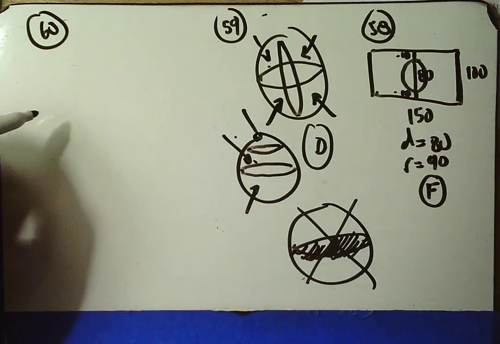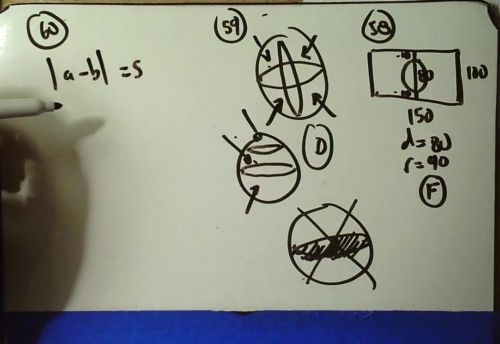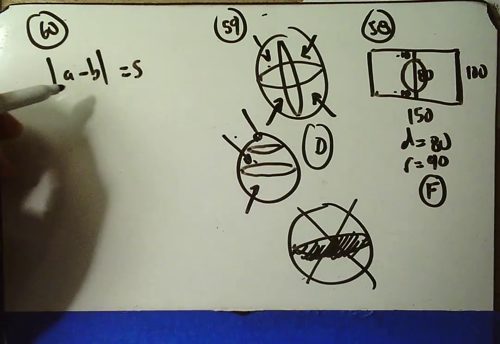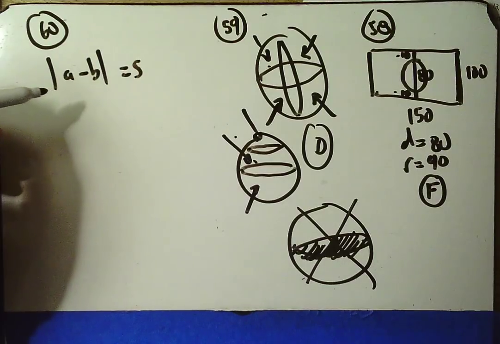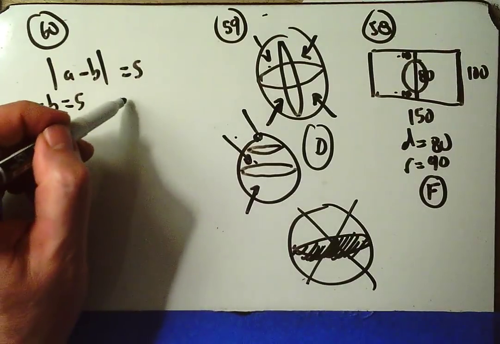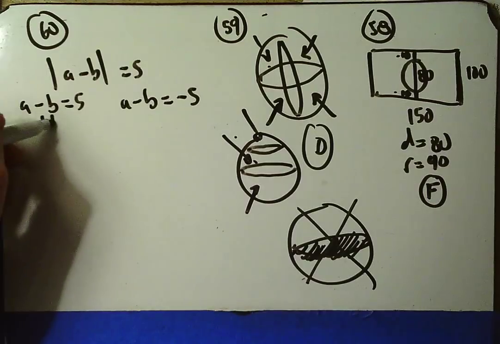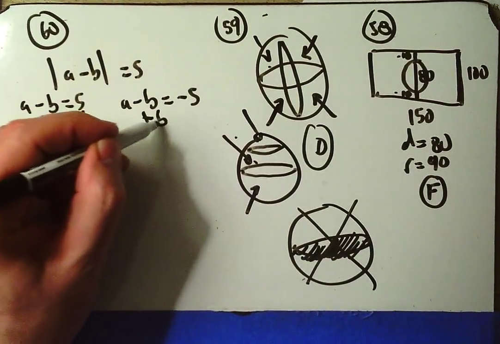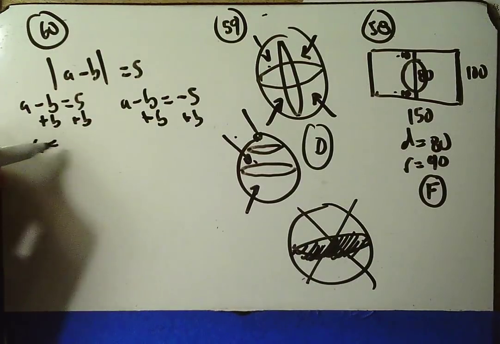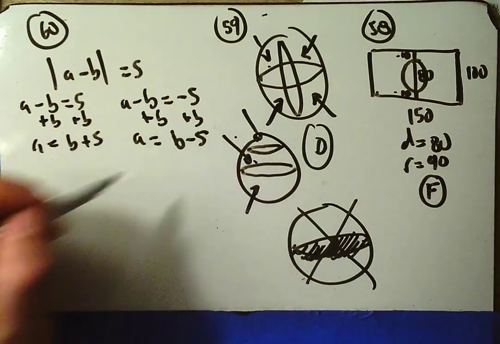And finally, number 60. For all real values of A and B, the equation absolute value of A minus B equals 5 can be interpreted as the positive difference between A and B is 5. What is the positive difference between the 2 solutions? Well, I remember that the solutions can be the positive solution and the negative solution. So if I add B to both sides in each of these equations, I'll get that A equals B plus 5 and A equals B minus 5.